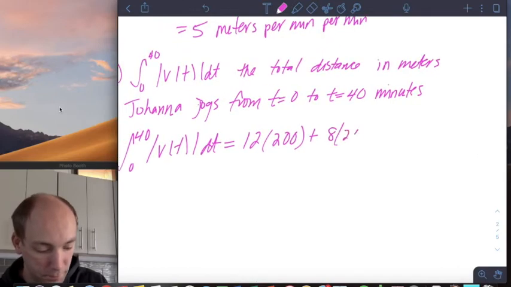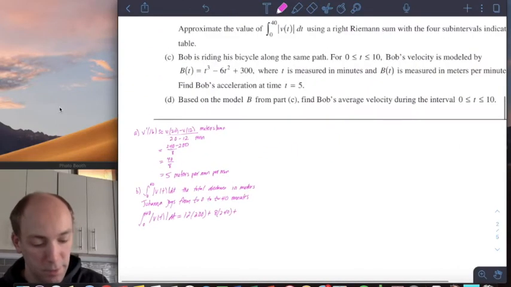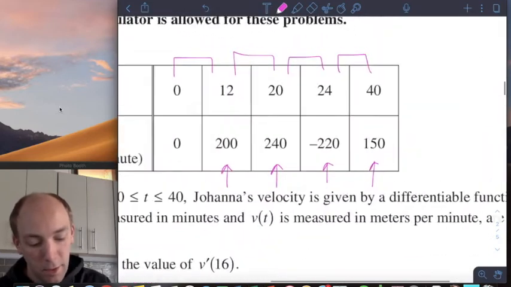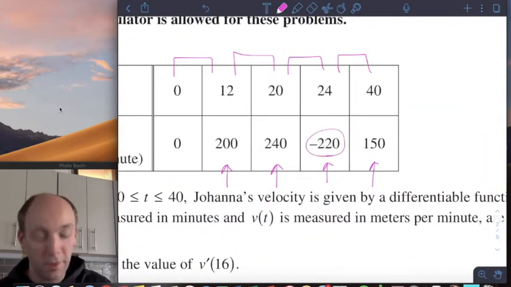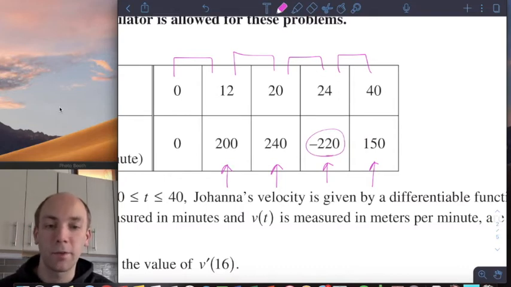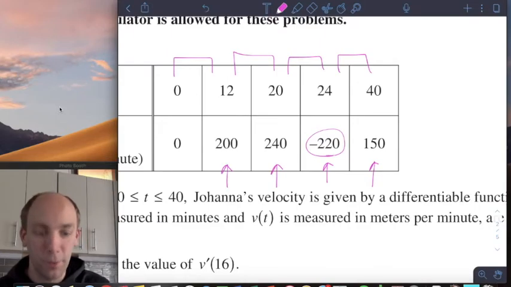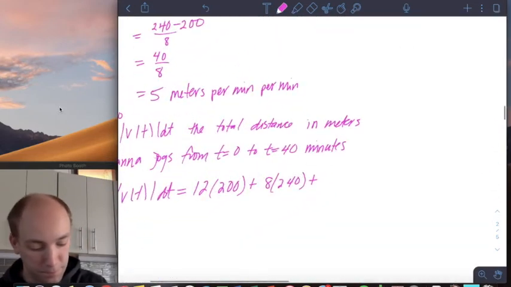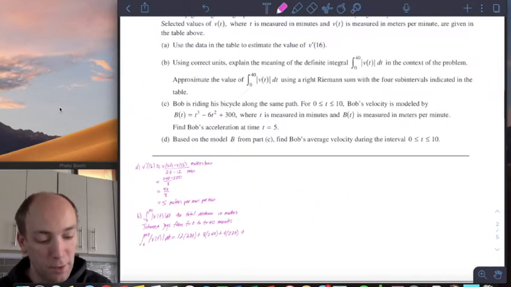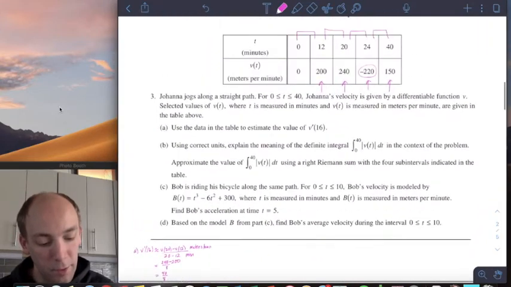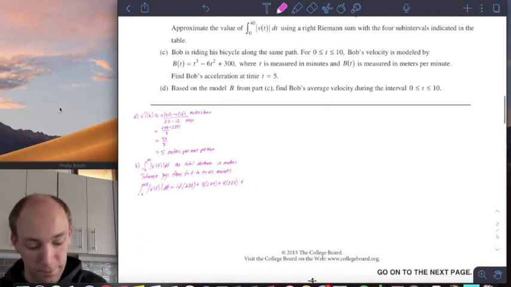Plus, the next one has a width of 4 times negative 220, but because of my integral I have the absolute value, it would make that number positive. So it's going to be 4 times 220, plus, and then the last one here has a width of 16 and a height of 150.